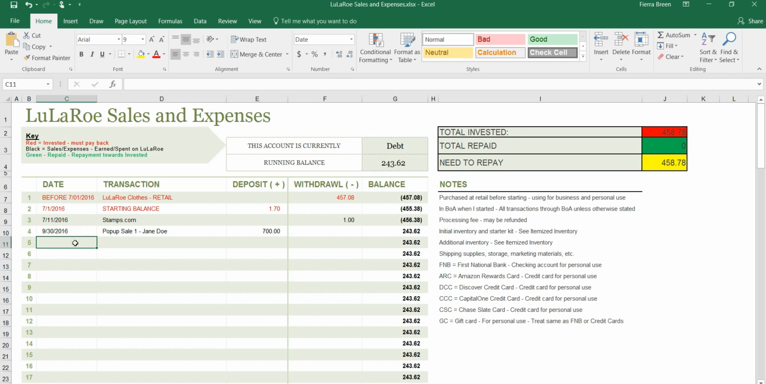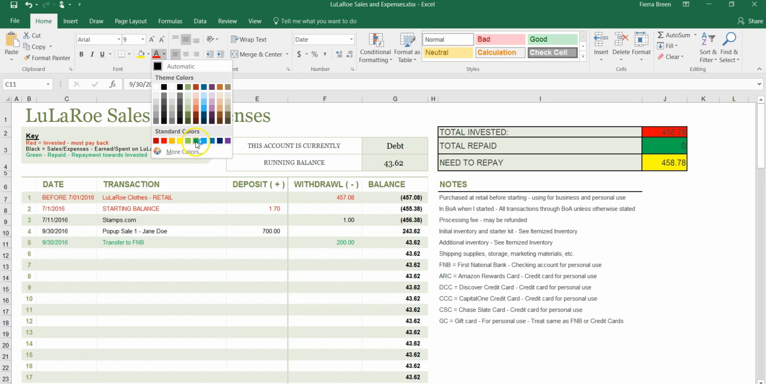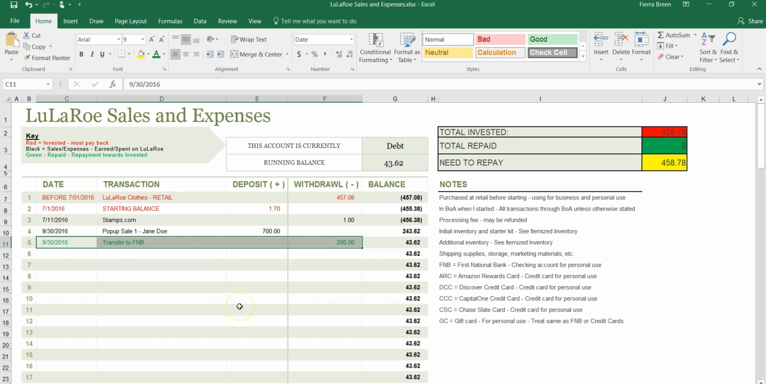And it'll stay in black, like I said, because that's money deposited into my LuLaRoe account. Let's say I take $200 of that and put it in my First National account. Then I will just highlight those rows and change the text to green so I know what it is.